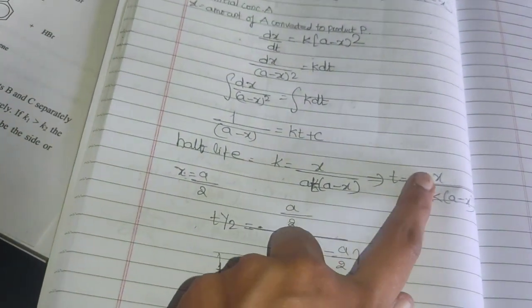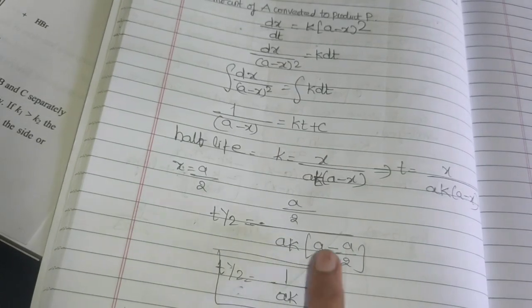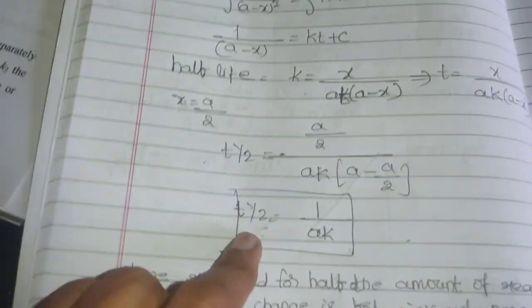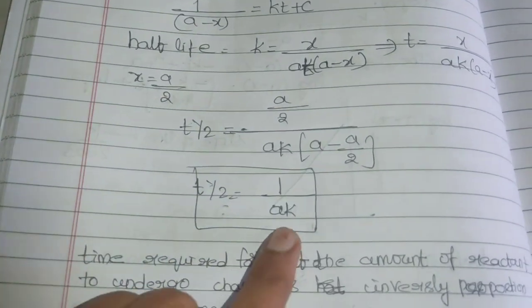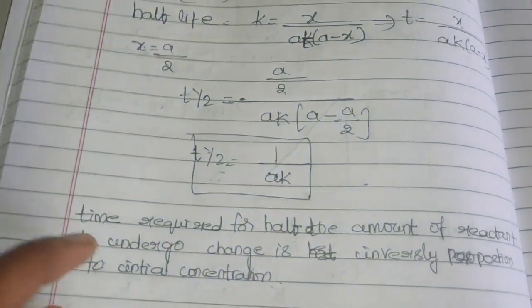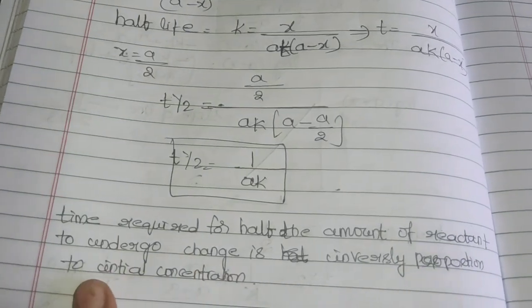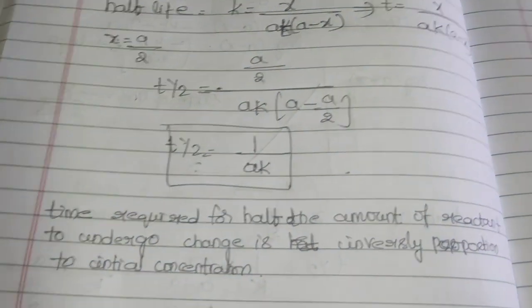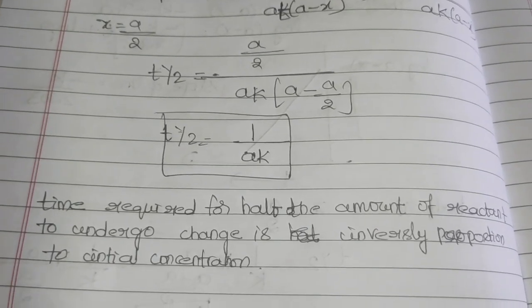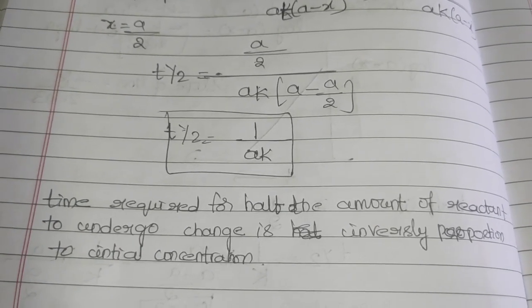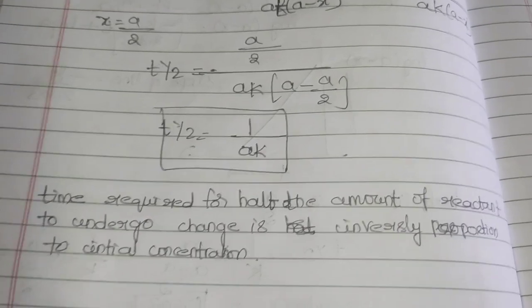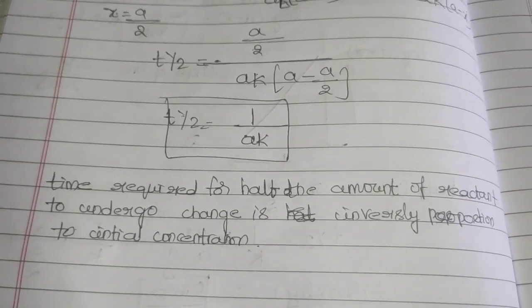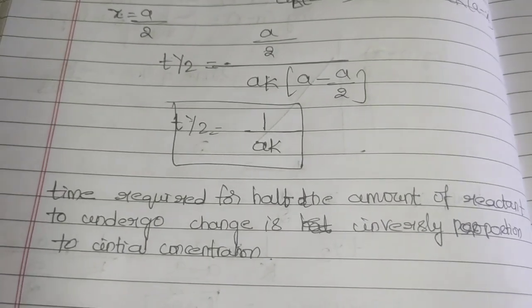So T half is equal to, you write a by 2, ak into (a minus a by 2). By doing all the calculations, we get T half is equal to 1 by ak. So the time required for half the amount of reactant to undergo change is inversely proportional to the initial concentration. If more initial concentration, then less time is required. Less initial concentration, more time is required.